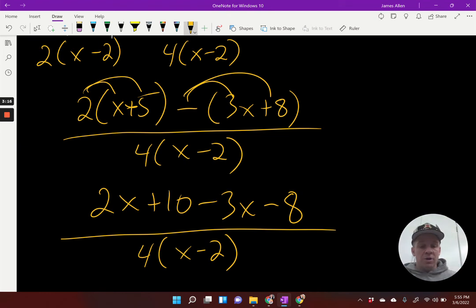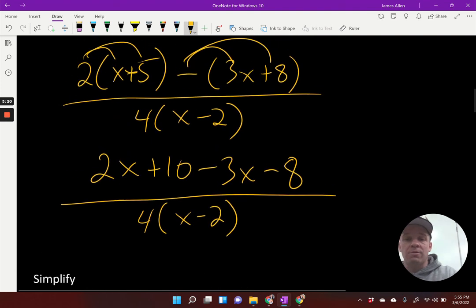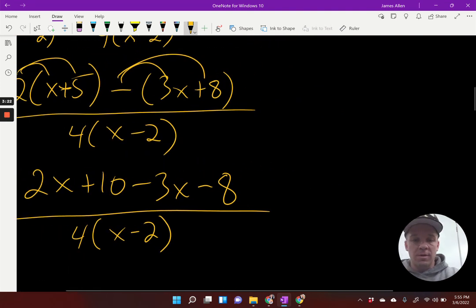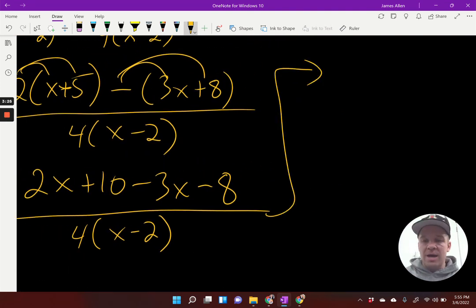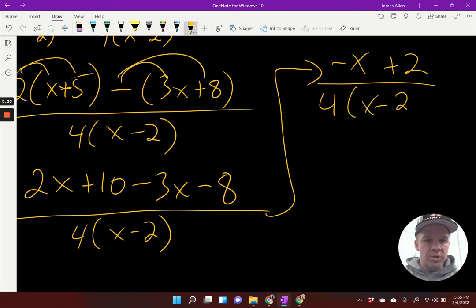Now let's combine some like terms and see if there's any kind of factoring that can occur to allow us to cancel, okay? I'm going to run out of room. We'll go this way. So now I'm going to have negative x, and then it'll be plus 2 over still 4 times x minus 2. So nothing the same, but hold up.